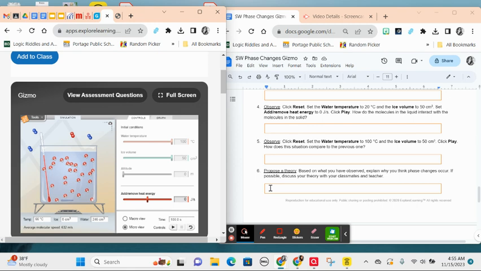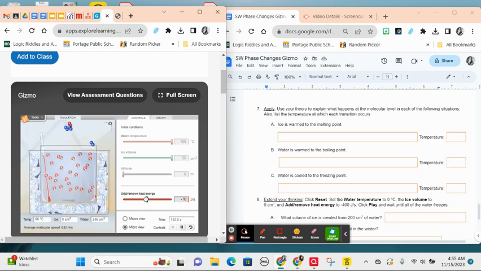All right, number 7, use your theory to explain what happens at the molecular level in each of the following situations. And then we'll list the temperature at which this occurs. So ice is warmed to the melting point. So we'll hit play, and I'm going to remove energy. Nope. Well, yeah, we'll create some ice. So we want ice to occur here so we can answer letter A.